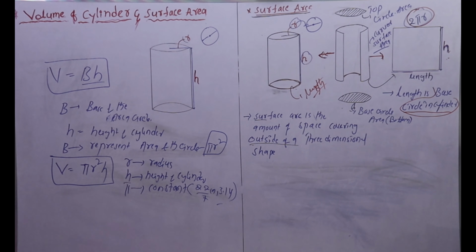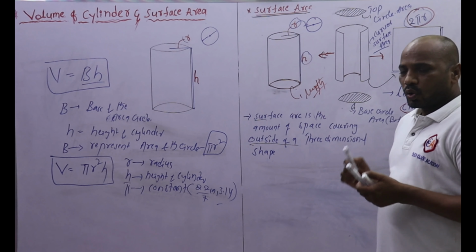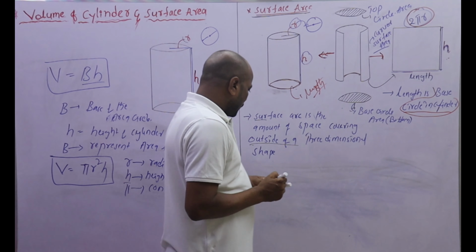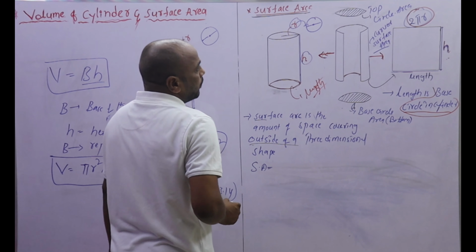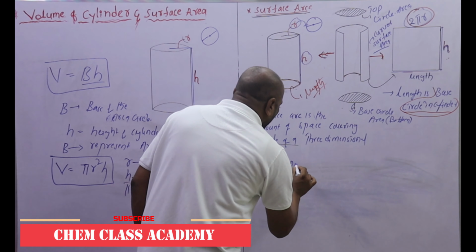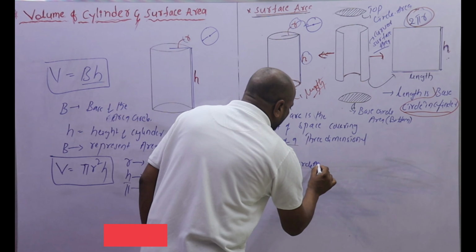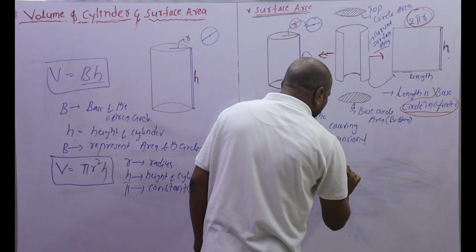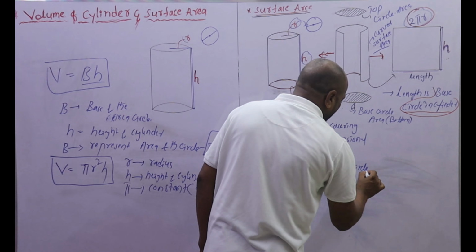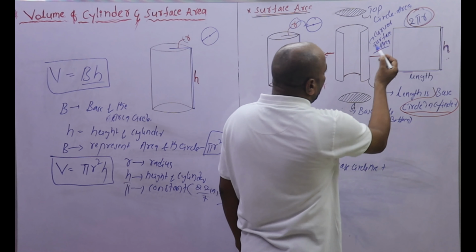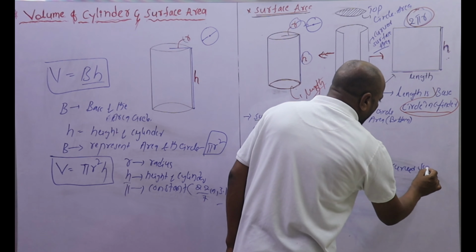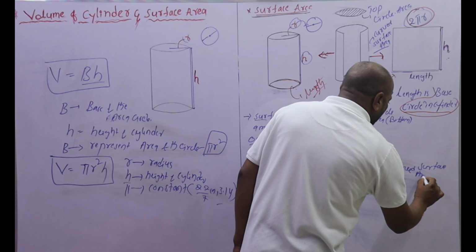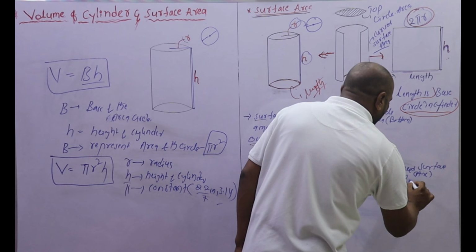And h is the height of the rectangle. So now the total surface area is the top circle area plus the base circle area plus the curved surface area, which is a rectangle.